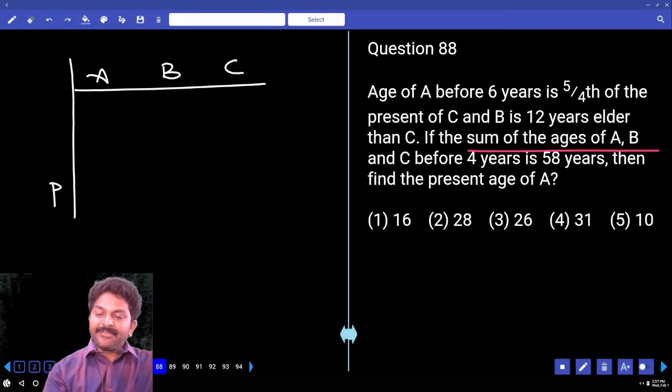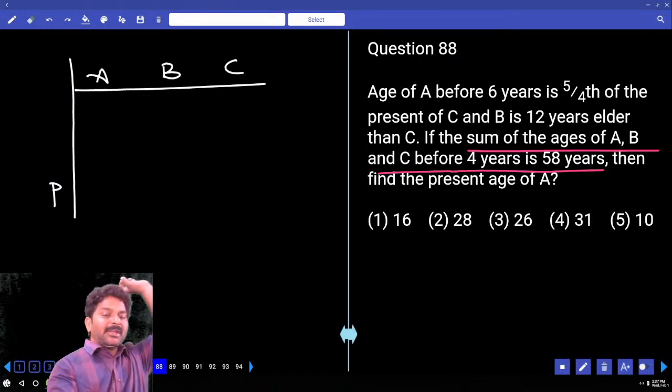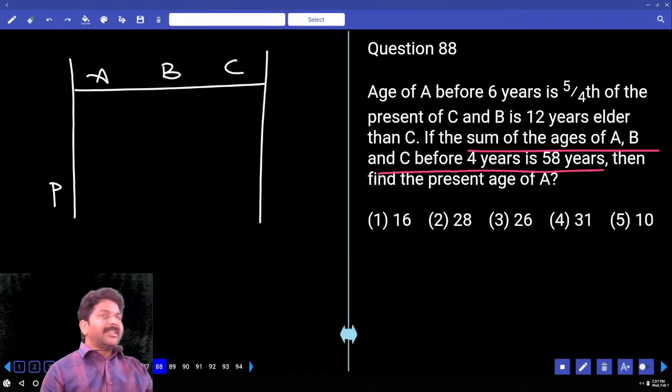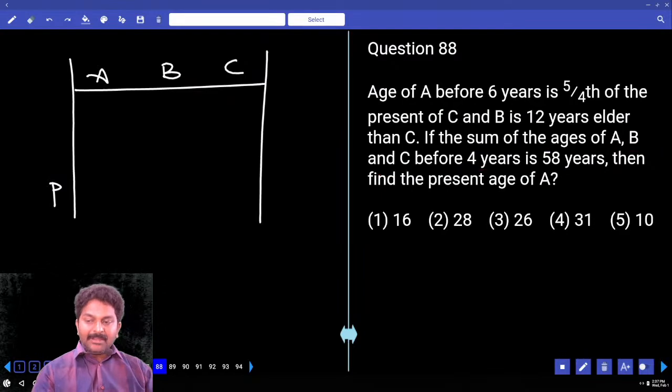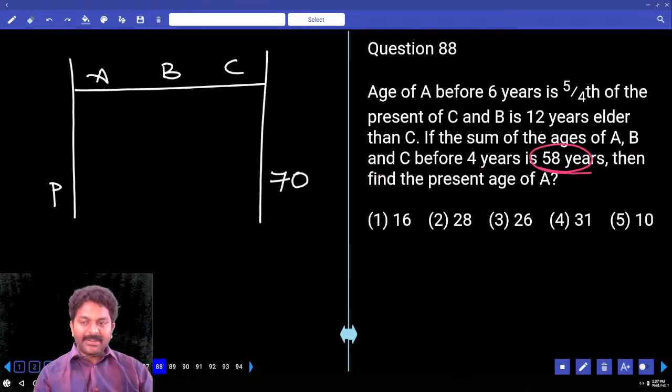Sum of ages of A, B, C 4 years back is 58. 4 years back sum is given, but I want to calculate their present ages sum. That means for each member we have to add 4 years. How many members are there? 3 members. So for 3 members, sum should increase by 3 into 4, 12. If you add 12 years to this number, present ages sum is equal to 70.